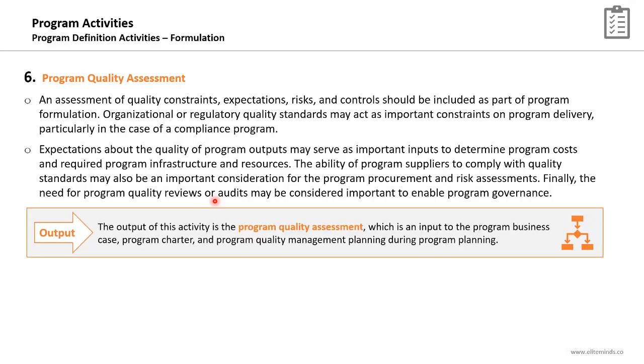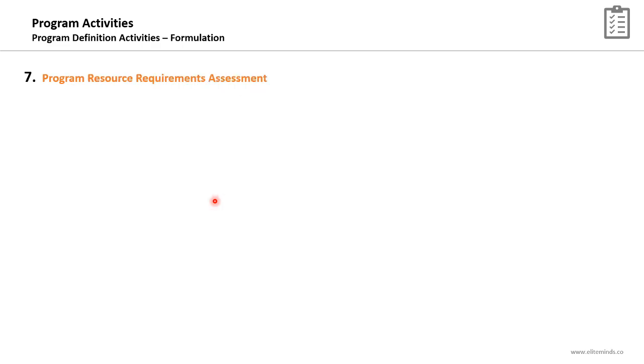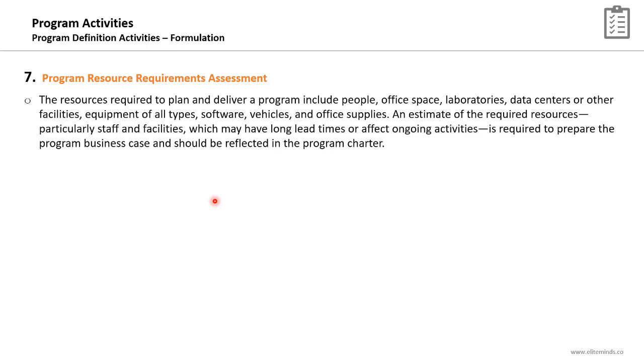The outcome of this supporting activity will be the program quality assessment that will be an input to the program business case, program charter, and program quality management planning in the upcoming phase. Program resource requirements assessment. This is a high-level estimation of the resource needs for the program. The resources required to plan and deliver a program include people, office space, laboratories, data centers, or other facilities, equipment of all types, software, vehicles, and office supplies.